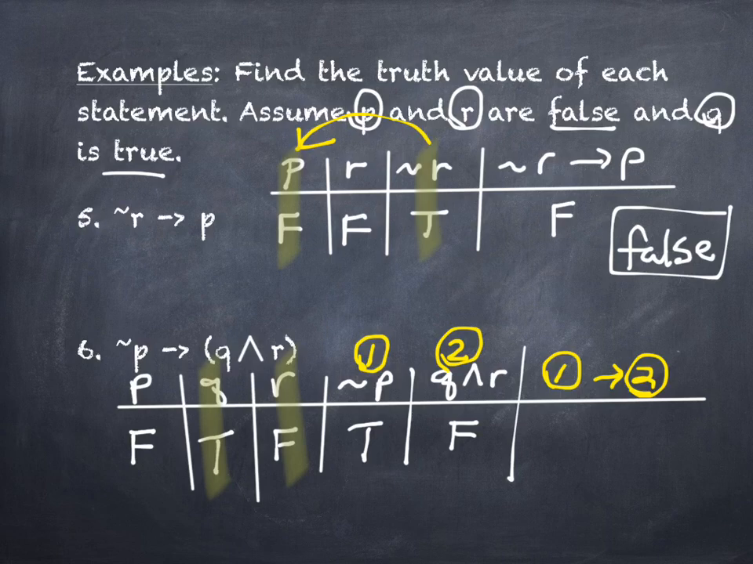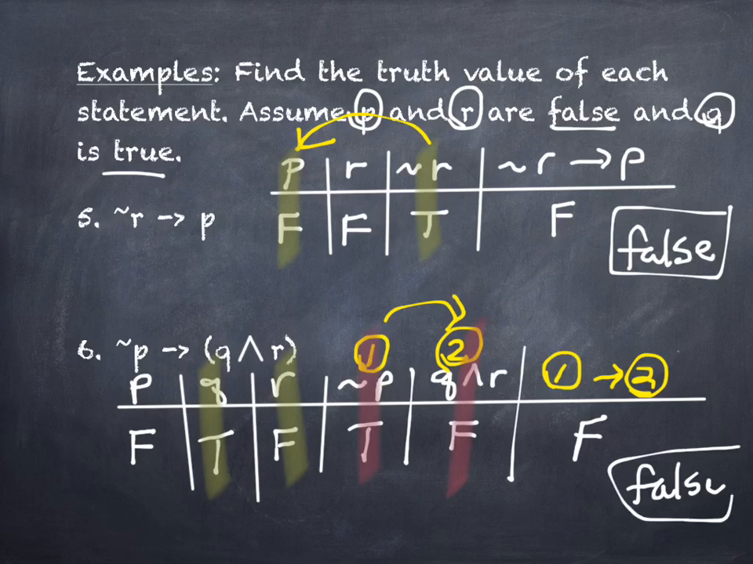And then I'm supposed to go from column 1, right here, to column 2, like so. So this starts out true, it ends up false. Is that statement true or false when there's an arrow, an implication? False. And then the last thing I do is truth value written out, and so I write out the word false. Okay?